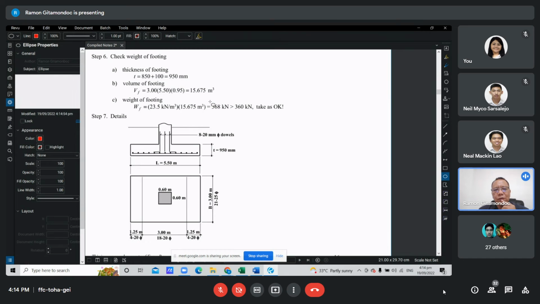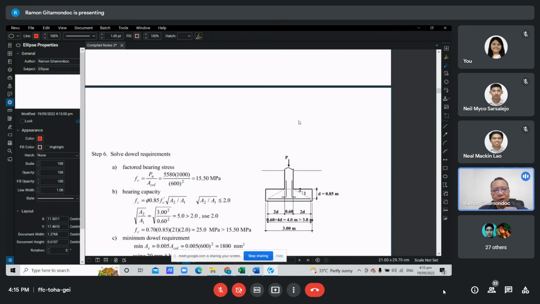In this case, our actual weight is 368. Our assumed weight from step 1 was 360 kilonewton. So our actual weight is greater than the assumed weight. What we would do is go back to step 1 and recalculate, because the weight of the footing is heavier than assumed. But the difference is small, 368 versus 360, so we just take that as okay.